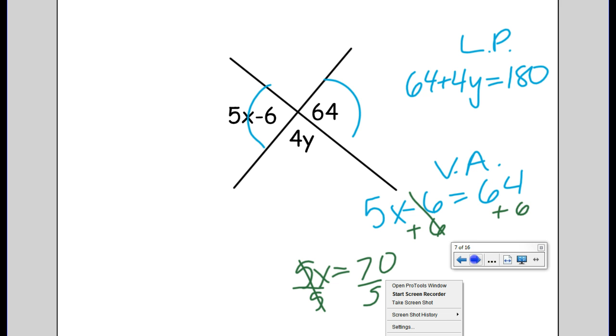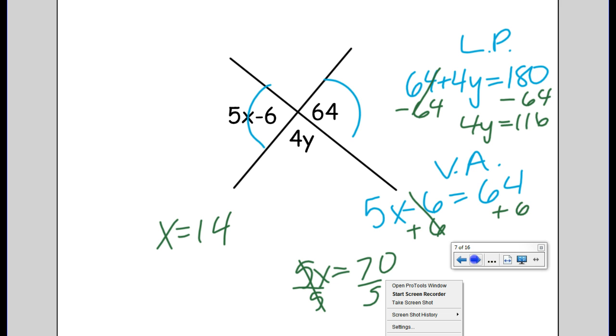Beautiful. Oh, I said 14 and I wrote 15. 14, next one. Subtract 64 from both sides. Minus 64, minus 64. 180 minus 64 is 116. 4y is 116. Divide by 4. 29. So x is 14 and y is 29.